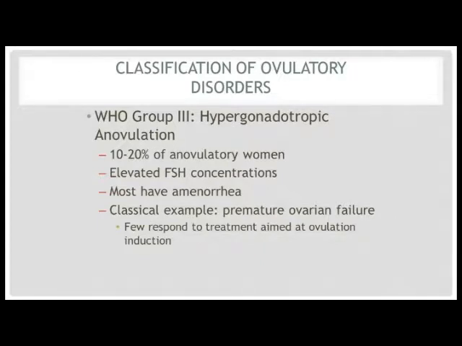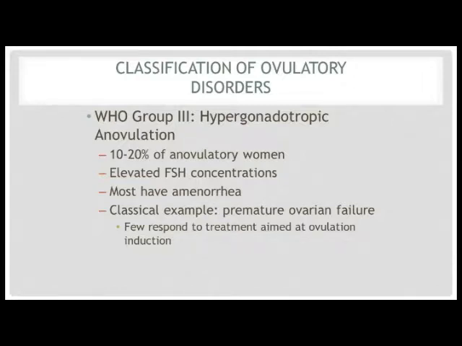That's where your FSH and your LH are very high and your E2, your estrogen levels, are very low. This is uncommon. And the most common form of this is premature ovarian insufficiency or premature ovarian failure.